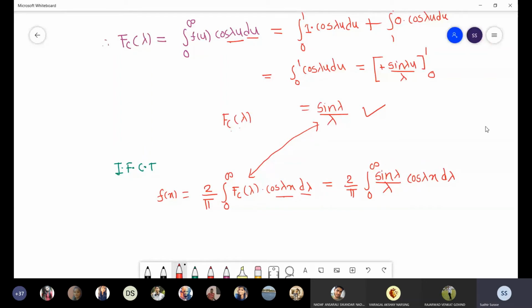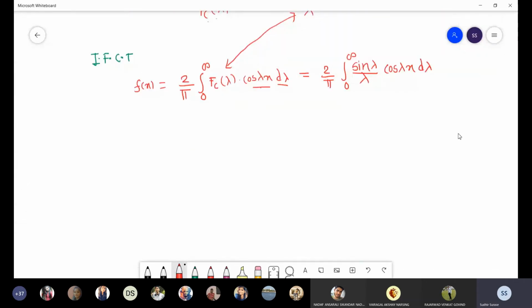Okay, fine. So therefore on the left hand side we got f of x, and on the right hand side we got some integral. So let me write the f of x function. This implies the left hand side is 1, 0 for mod x less than 1 and for mod x bigger than 1, and the right hand side is 2 upon pi integral 0 to infinity sine lambda divided by lambda cos lambda x d lambda. That's fine. So this is called the Fourier integral representation.